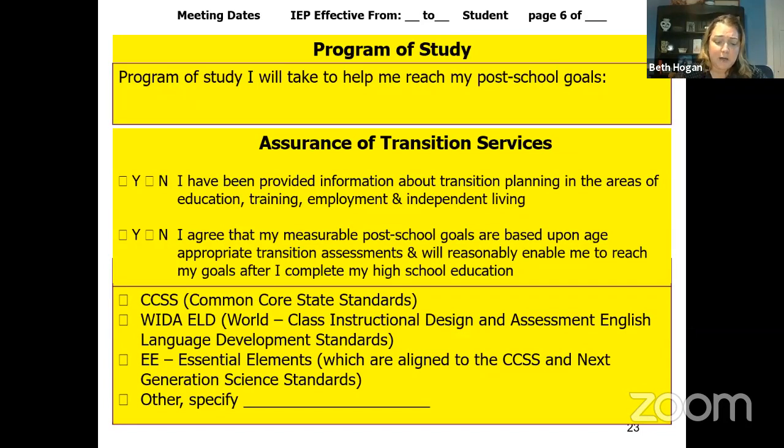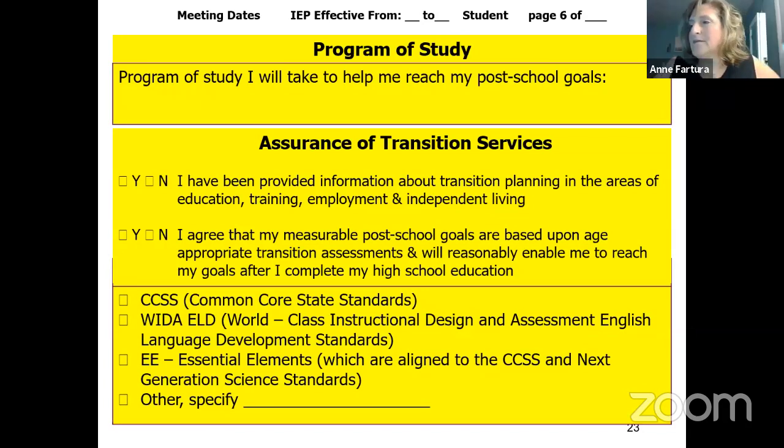Down at the bottom, the academic standards. Most of us will be checking off either Common Core state standards. Those are the ones that we generally see, or you can see down at the bottom there's an other box. A lot of us might check off alternate assessment standards there. And I think that's it for that.